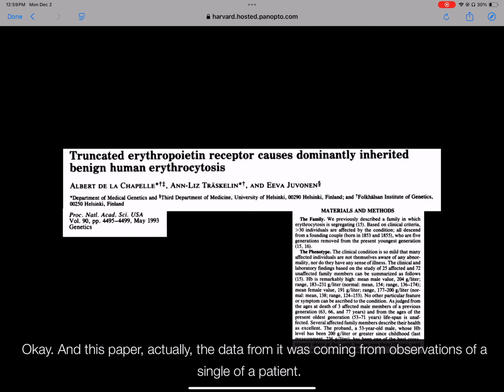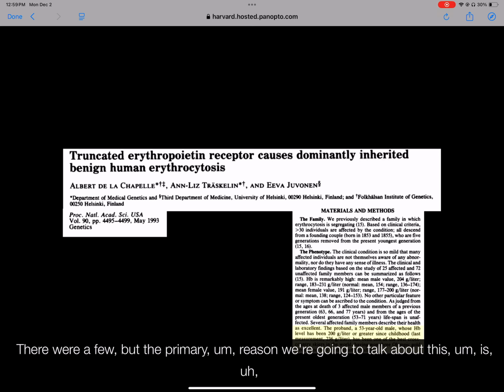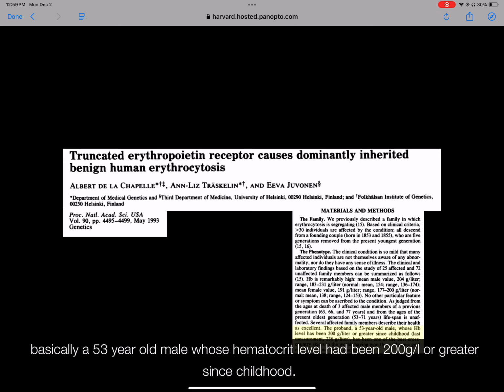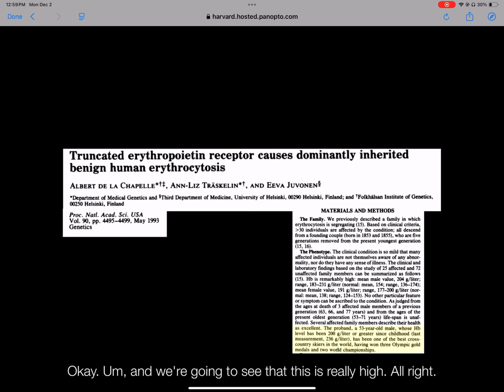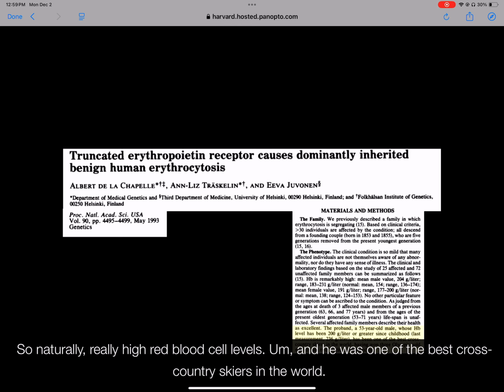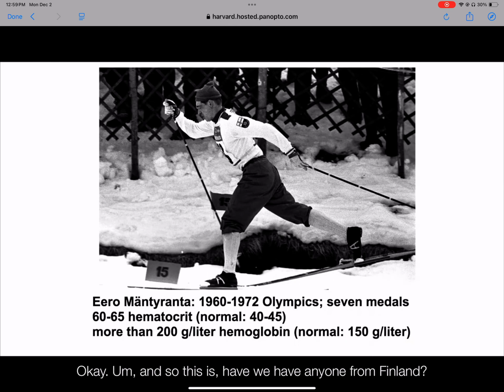And the data from this paper actually came from observations of a patient. There were a few, but the primary one we're going to talk about is a 53-year-old male whose hematocrit level had been 200 grams per liter or greater since childhood. We're going to see that this is really high. So naturally really high red blood cell levels. And he was one of the best cross-country skiers in the world. And so this is him.